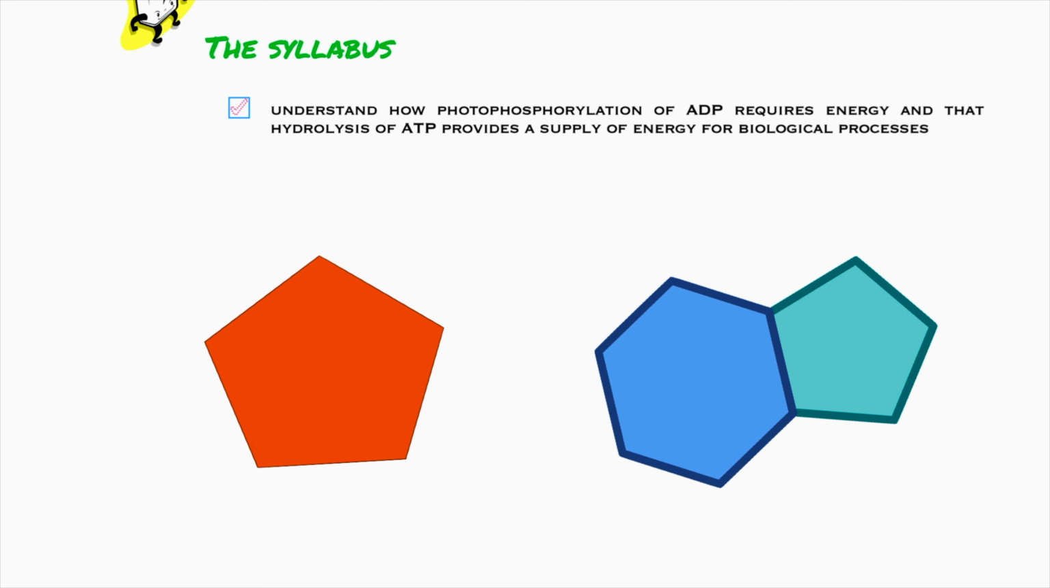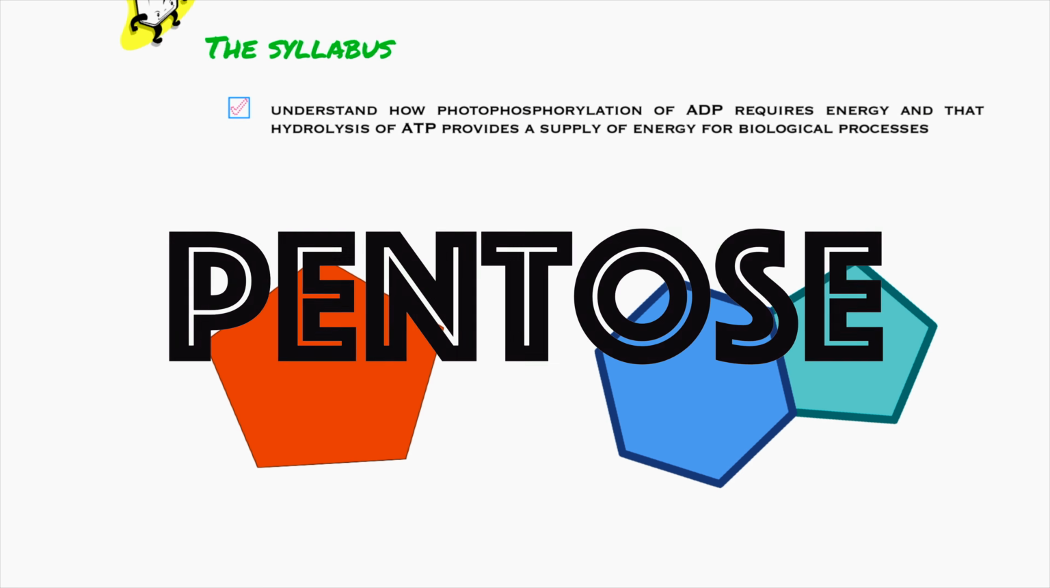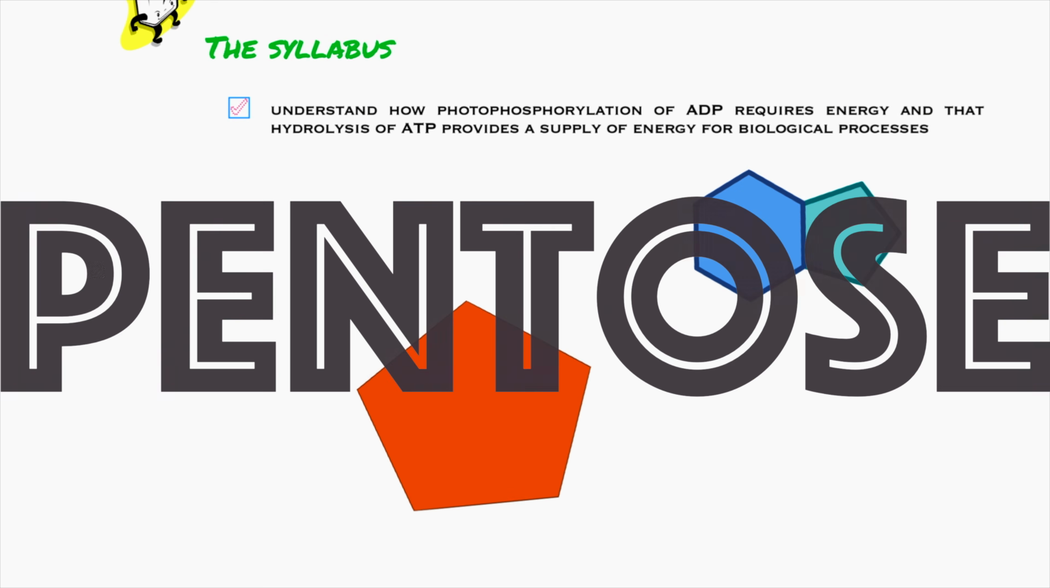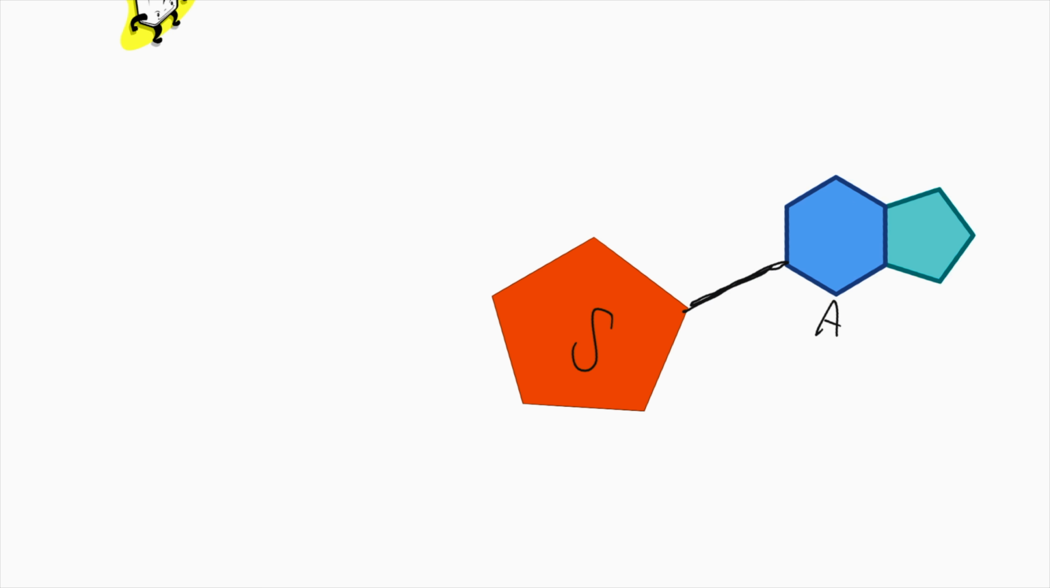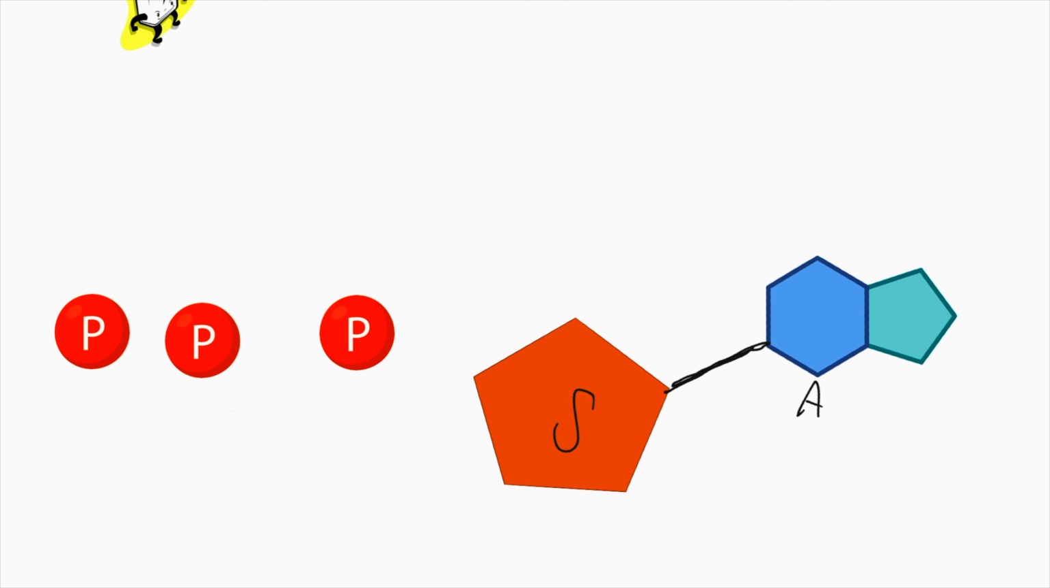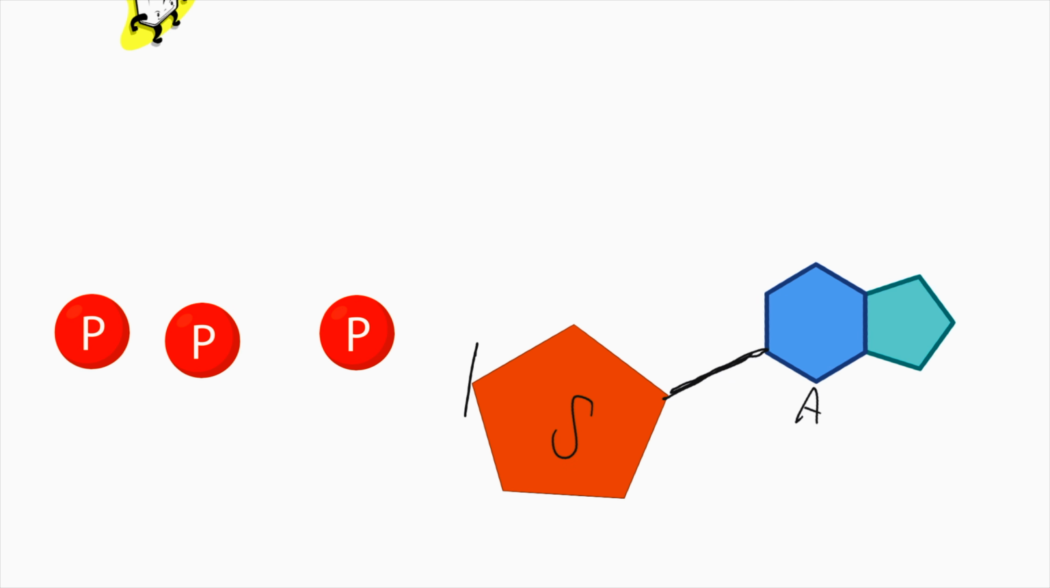So we have the sugar known as the pentose sugar. That's the same sugar you have in DNA and RNA. To the first carbon of the sugar here, we have the adenine group attached. So that's A for adenine, and that's the sugar. We also have another component, actually 3 groups of phosphate attached here. So we have 1, 2, 3 phosphate groups. All of these are attached to the 5th carbon of the sugar.